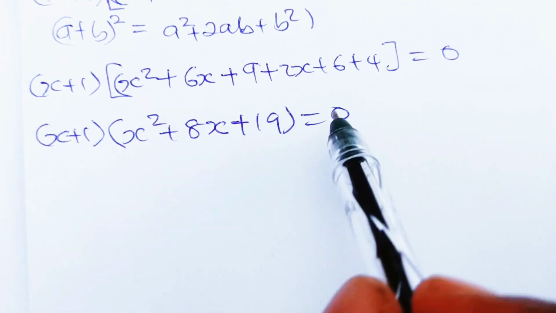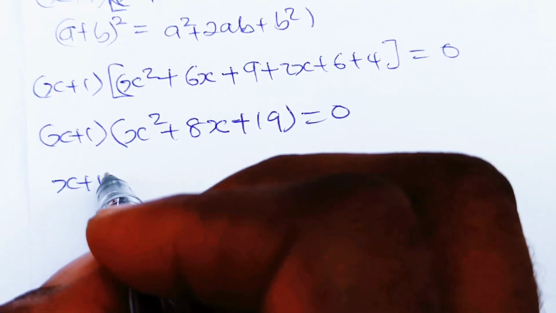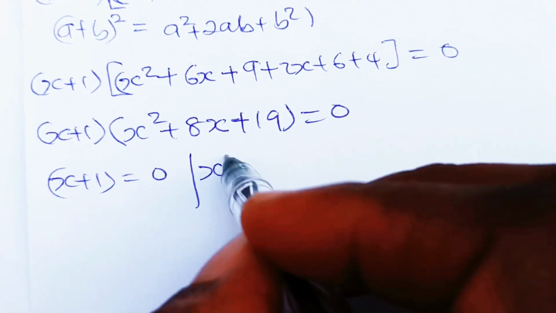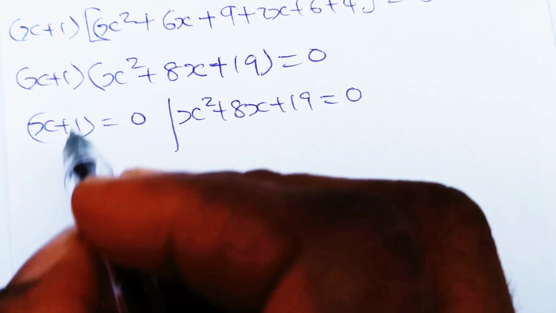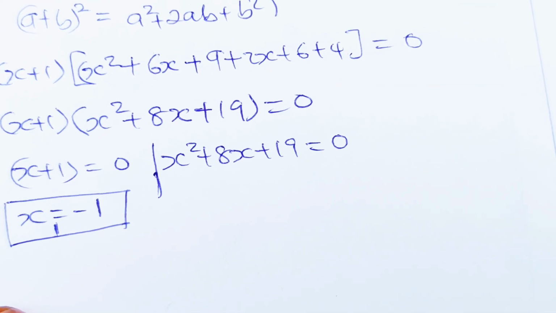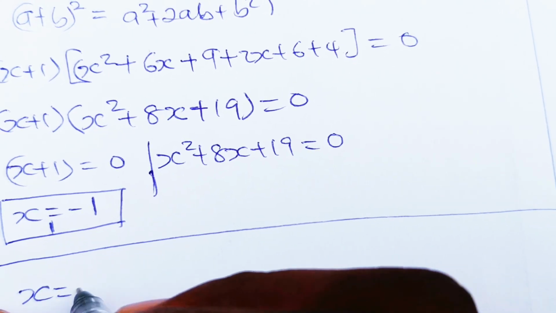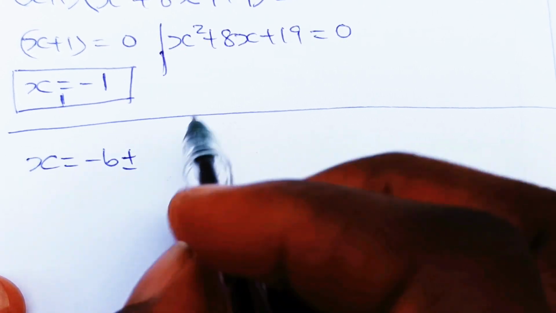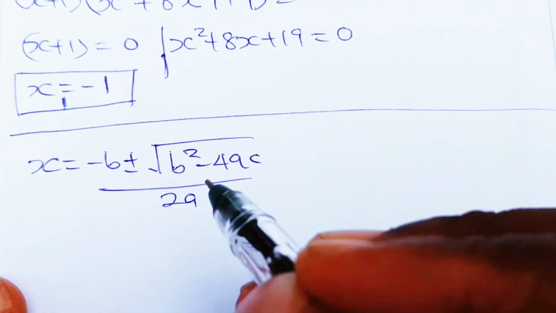So from here, we have another two equations to solve, or two brackets to express. So we have x plus 1 is equal to 0. And we have that x squared plus 8x plus 19 is also equal to 0. Okay. Now, we have from here that x is minus 1, and this is the first value of our x. And from here, we are going to make use of the quadratic equation formula, which states that x is equal to minus b plus or minus the square root of b squared minus 4ac, everything divided by 2a.